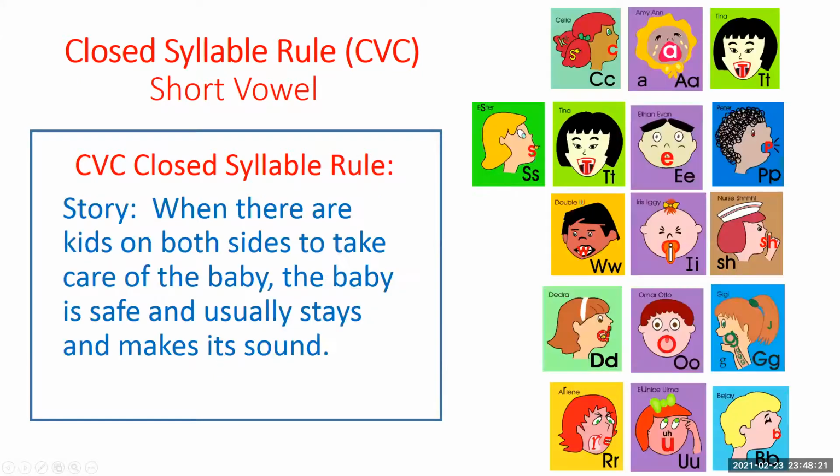In the phonic faces system, we tell stories. So that same rule is when there are kids on both sides to take care of the baby, the baby is safe and usually stays to make its sound. So we have k, a, t, and so the baby can't run away. There are kids on both sides. St, ep, and again the baby stays because there are kids on both sides. W, i, sh, d, o, g, r, u, b.